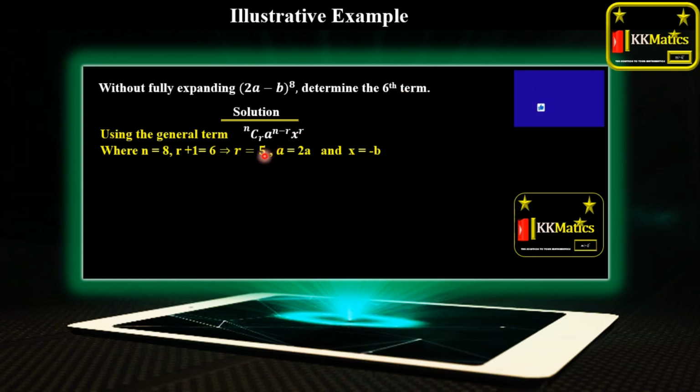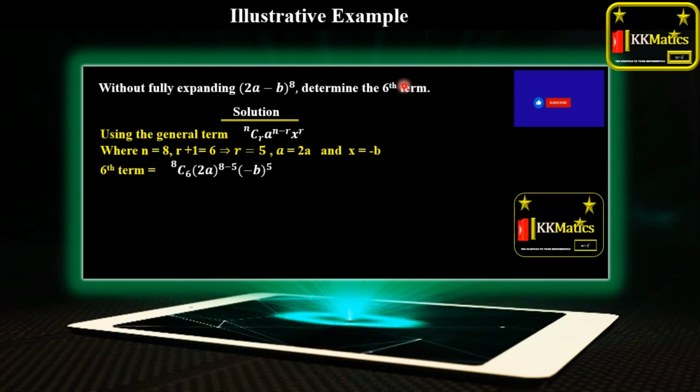So always, as we said earlier on, for the sixth term, the power will be the number before 6, and that's 5. And here our a, which denotes the first term, is equal to 2a. Simple. And our x here is minus b. Be very careful of minus b. We have minus b here to be our x, which is the second term. Always be very careful whenever you have a minus or negative sign, because students normally make mistakes when it comes to the negative sign.